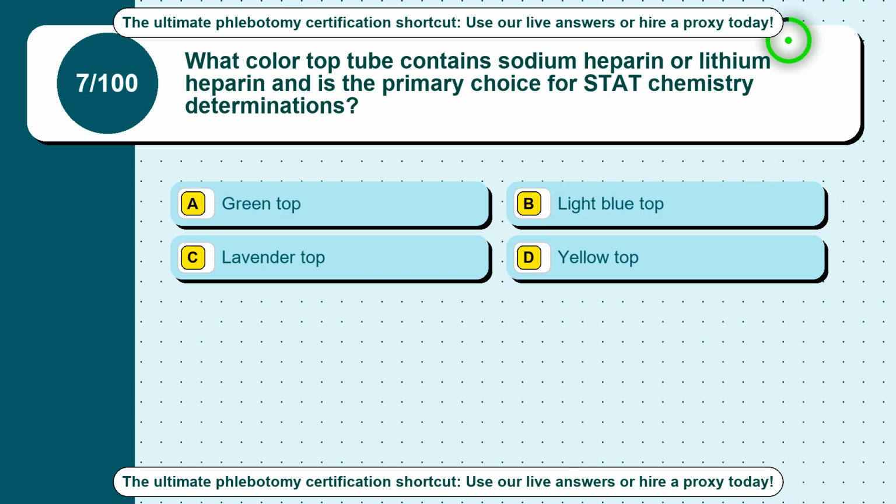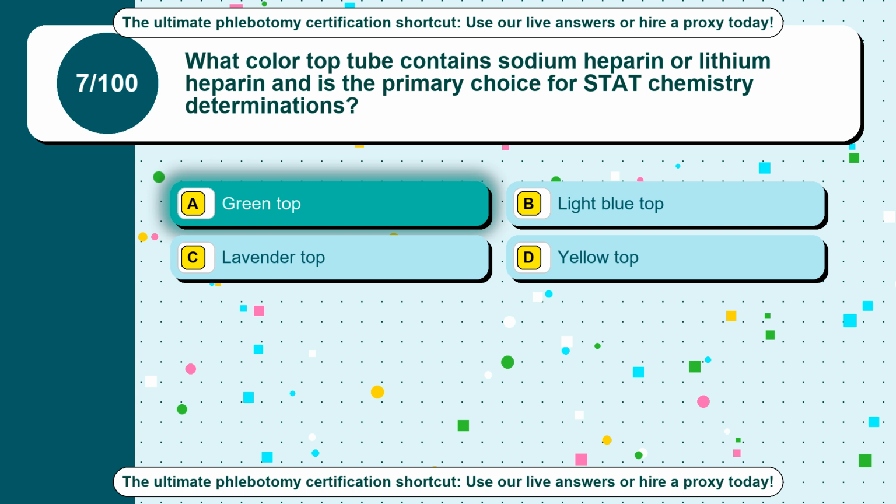Question 7. What color top tube contains sodium heparin or lithium heparin and is the primary choice for stat chemistry determinations? Option A, green top. Option B, light blue top. Option C, lavender top. Option D, yellow top. The correct answer is option A, green top.